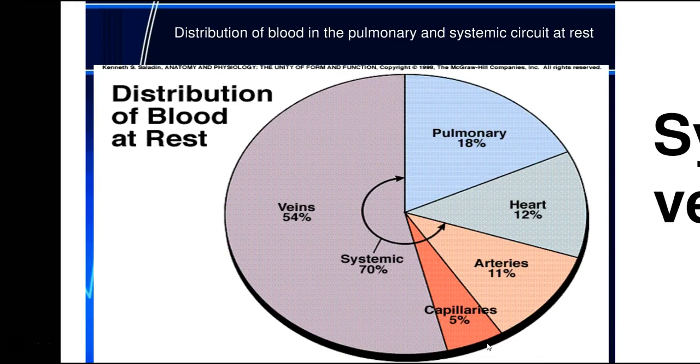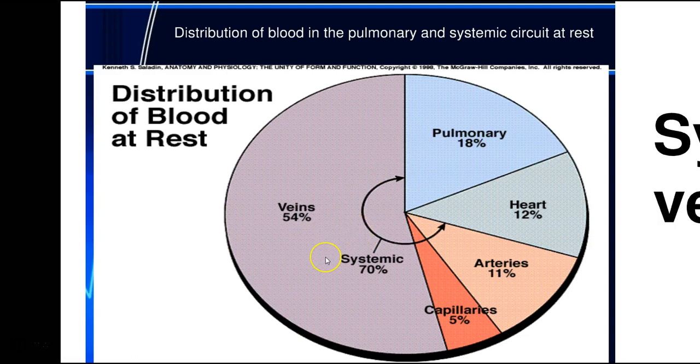So last slide, just look at this one here, distribution of blood at rest. As I explained before, the vast majority of your blood is actually trying to make its way back to the heart. It's been out, it's done the job, and here we see 54% of it in your veins simply trying to make it back to the heart to go around the journey again.